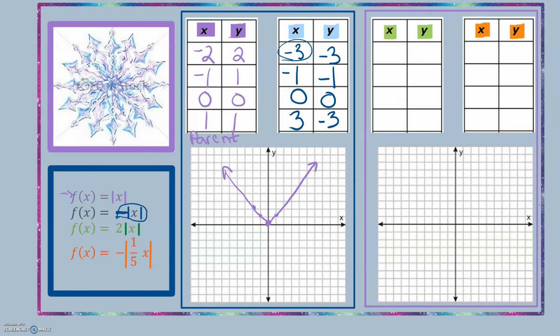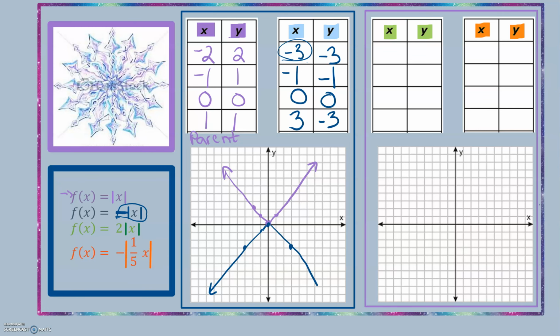All right, so now I have these points that I'm going to graph. 0, 0 is great. Negative 1, negative 1. Interesting. Negative 3, negative 3. All right, and then I have positive 3, negative 3. 1, 2, 3, 1, 2, 3. Sorry, I had to count that out. Okay, I'm going to go ahead and graph this in.